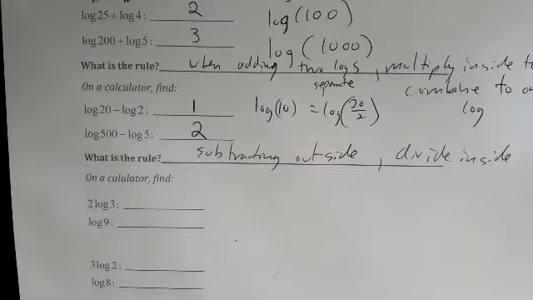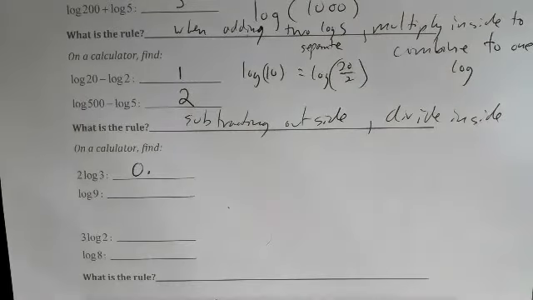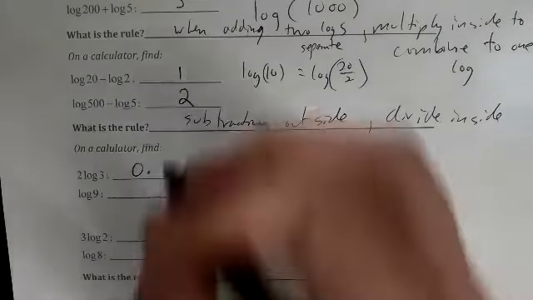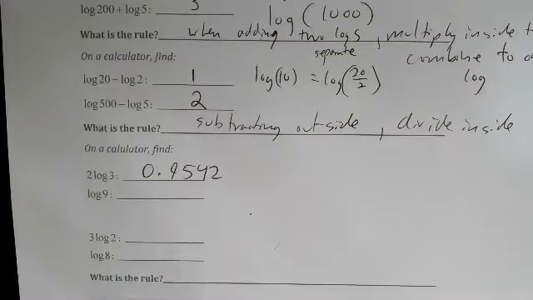And here they want you to find 2 log of 3, so this is not going to be an even number, so I guess I got to do this in my calculator. So 2 log of 3 is going to give me somewhere, and I'm going to have to probably approximate it. This is going to be 0.9542, something like that. If I do log 9, it should give me the same thing.